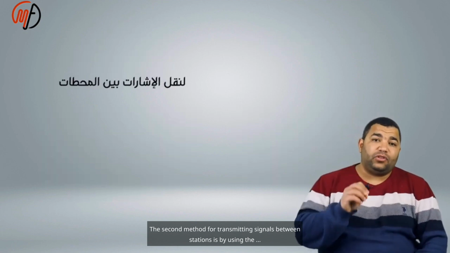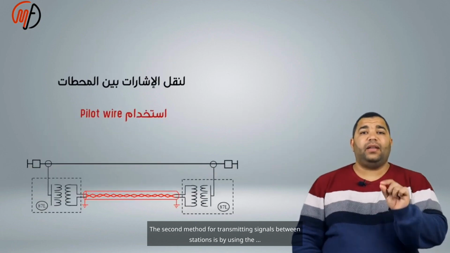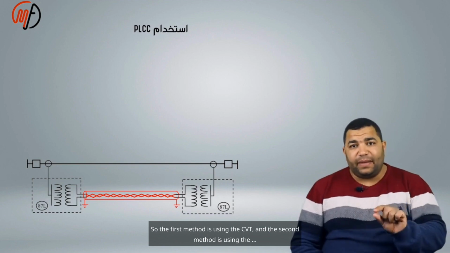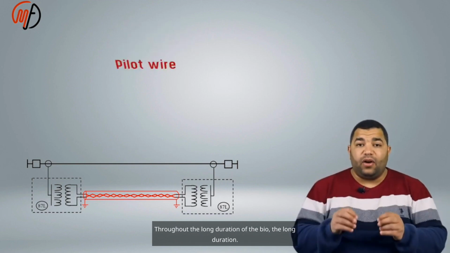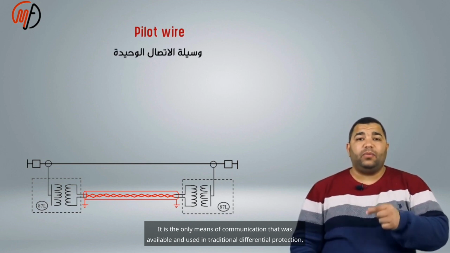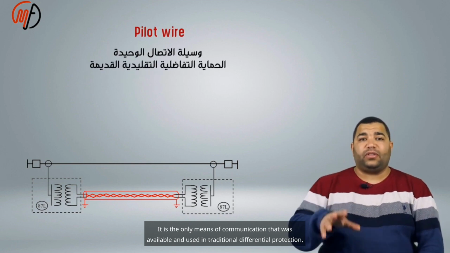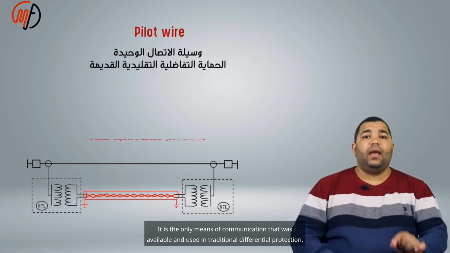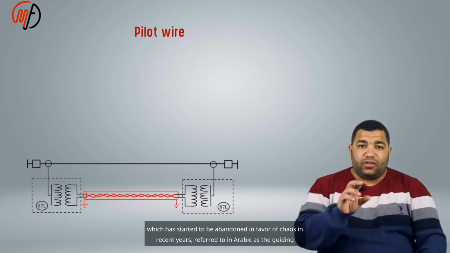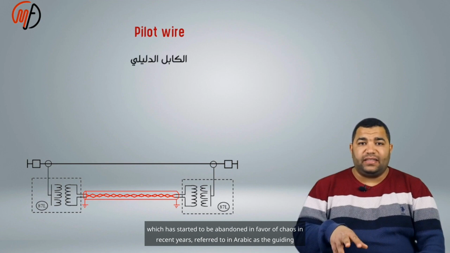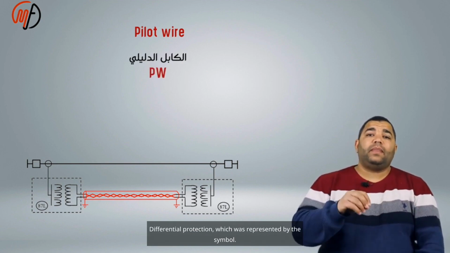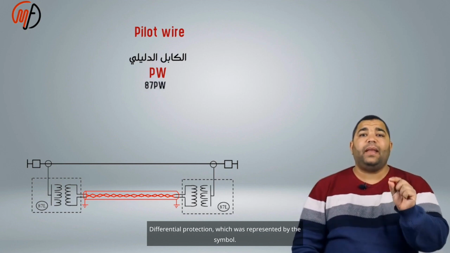The first method for transmitting signals between stations is using the CVT, and the second method is using pilot wires. For a long duration, it was the only means of communication that was available and used in traditional differential protection, which has started to be abandoned in recent years. The pilot cable is referred to in Arabic as the guiding cable, and its symbol is PW.